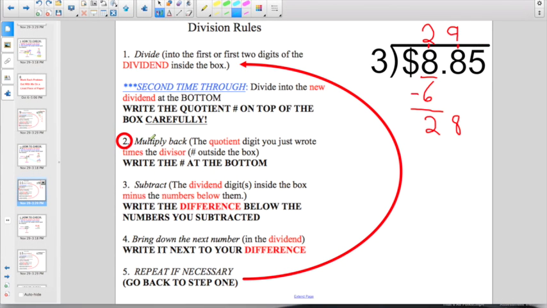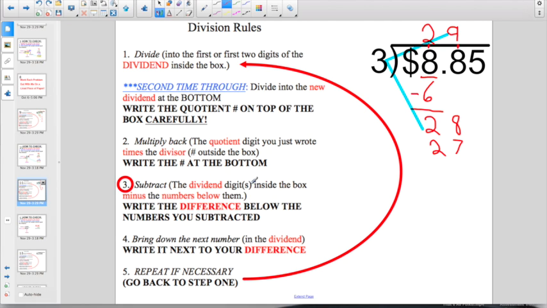Get ready for step 2. Multiply back the quotient you just wrote. I'm not worried about the 2. I'm only worried about the quotient I just wrote. I just wrote down that 9, right? So I'm going to multiply that 9 back. 9 times 3 is going to give us what? Hopefully everybody knows 9 times 3, hey, that's 27. And I'm going to write that at the bottom. If you're not caught up right now, go ahead and hit pause because we're getting ready for step 3. If you are all caught up, remember step 3 says subtract.